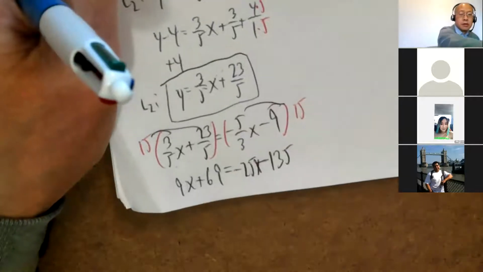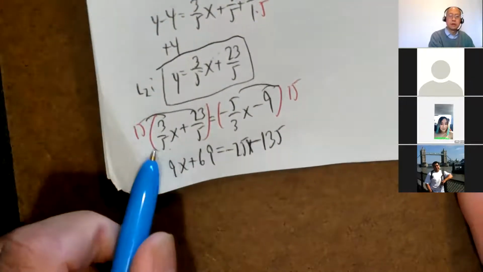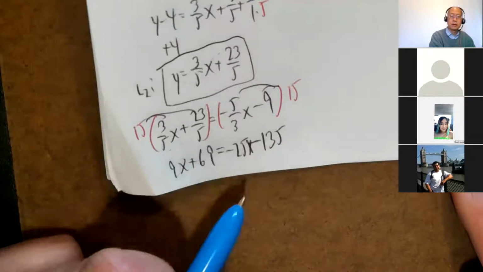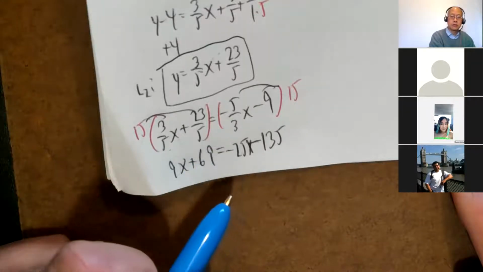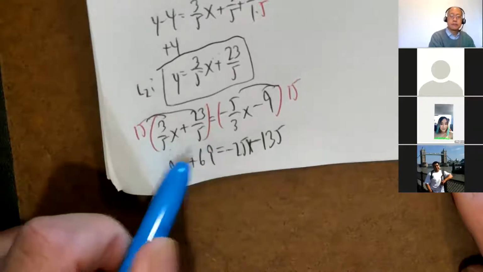Wait, oh, I see what you're doing. You're multiplying by 15 for the common denominator. Okay. I multiply both sides by the common denominator because I don't like the fractions.